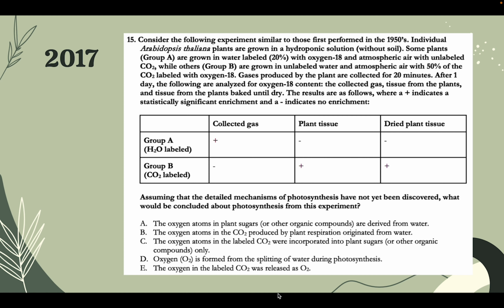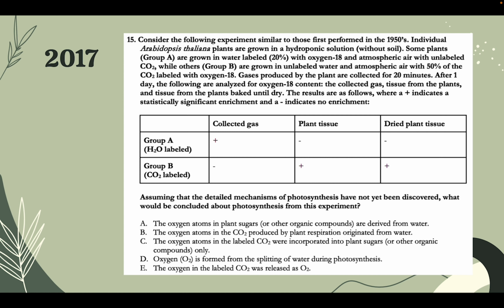Oxygen is formed from the splitting of water during photosynthesis. You split it into your protons and electrons, which go and do their thing, and then you have your O2, which is released directly. But if you look at the other ones, A, the oxygen atoms in plant sugars are derived from water. That's not true. They're derived from CO2.